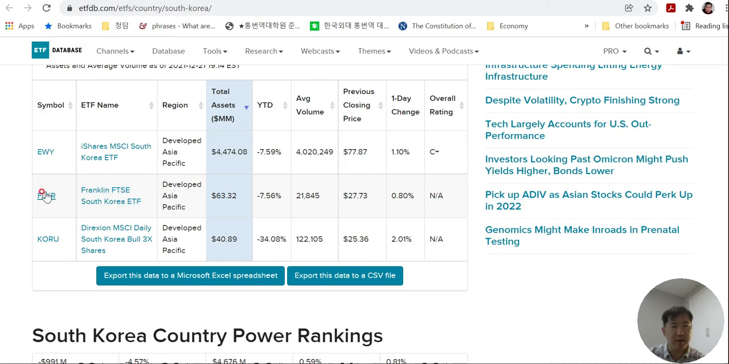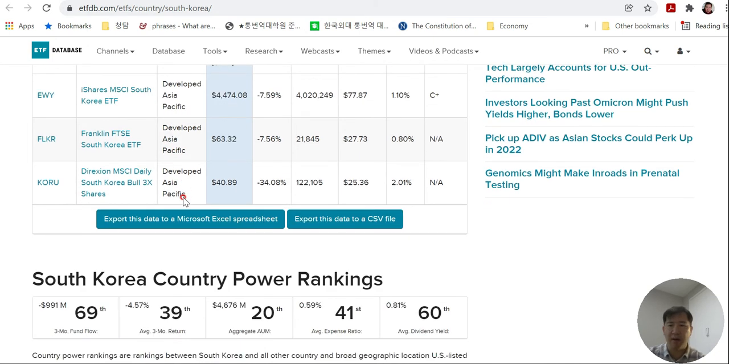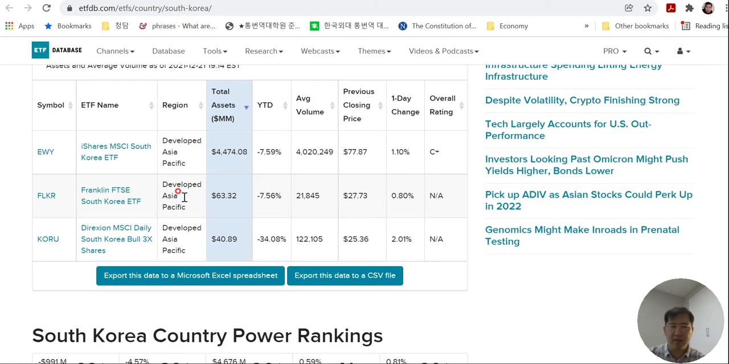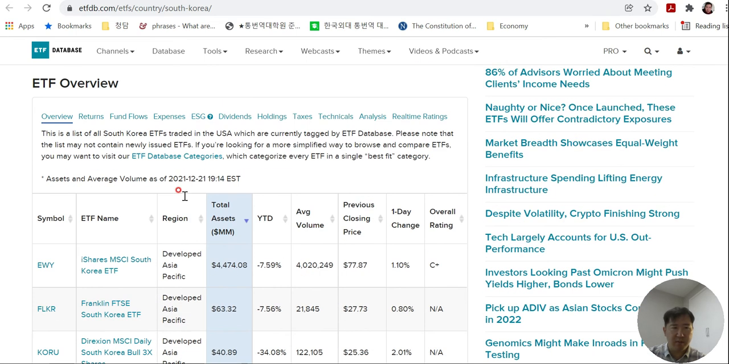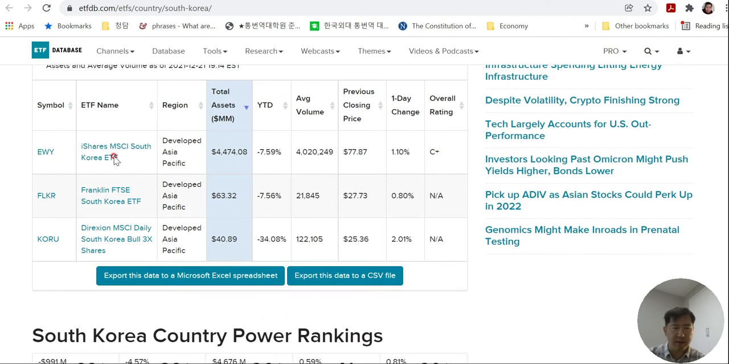Now, anyhow, ETF database sort of classifies South Korea as developed Asia Pacific. But up until now, it's not included in the developed market. Only Japan is included. So I'm going to compare one by one, first the Japanese ETF, which is EWJ, the Taiwanese ETF, EWT, and the Korean ETF, EWY.